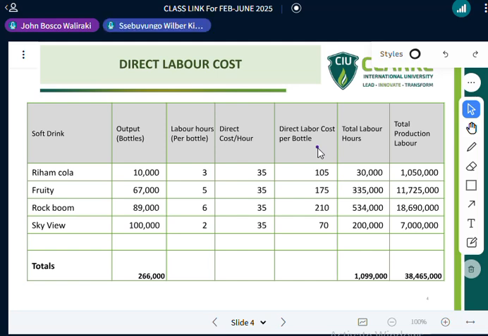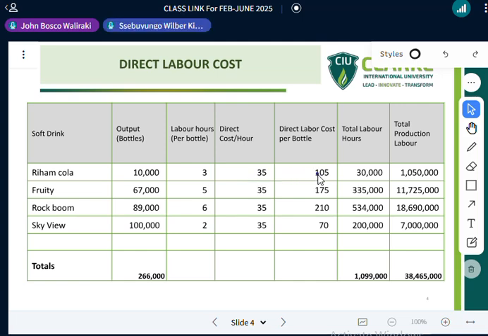We see that we are taking 3 hours to produce Riham cola, and each hour we pay the worker 35 shillings. So it means that for this single bottle of Riham, we say 3 hours of producing Riham cola times 35 shillings per hour, which we are going to pay the worker, which gives us 105 shillings. That 105 shillings is the direct labor cost per bottle.